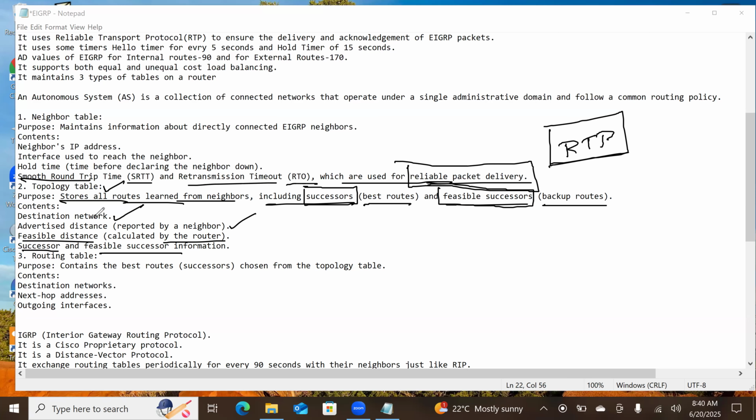And the last one is the routing table, which will have only successor routes. That is nothing but the best routes to reach the destination. You can see here it contains the best route, the successor chosen from the topology table. It has the destination network, the next hop and the outgoing interface. Understood? So these are the three tables which EIGRP maintains. Clear?